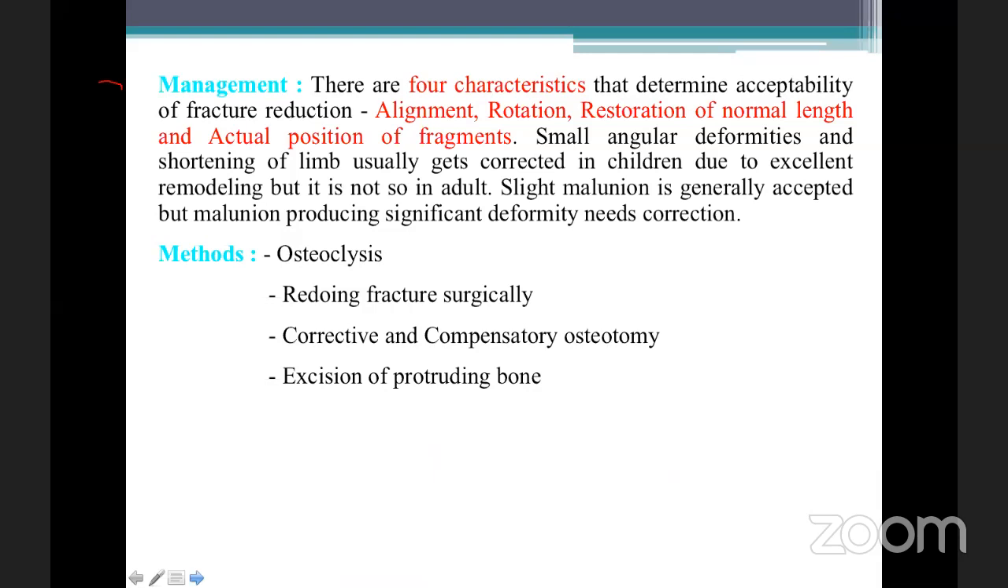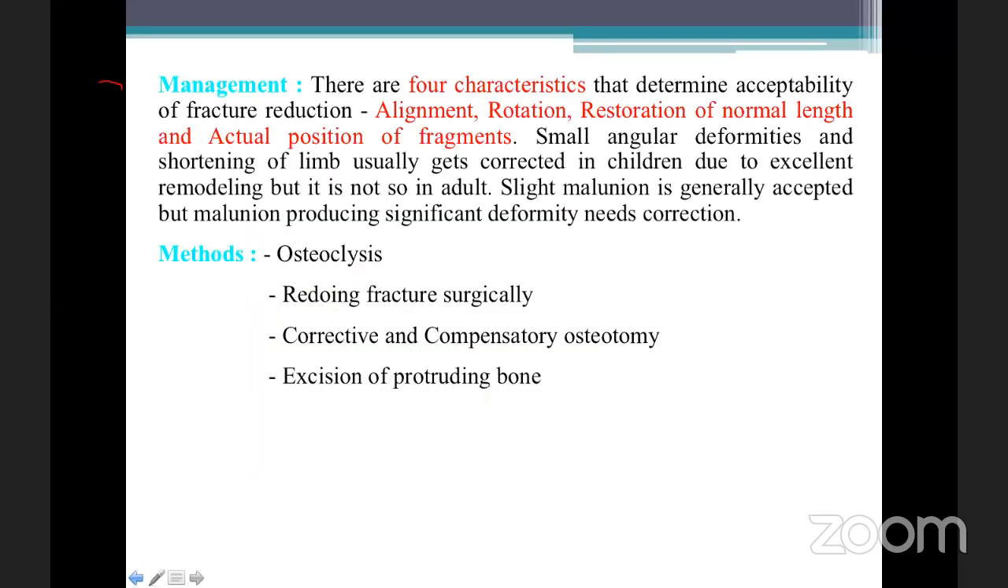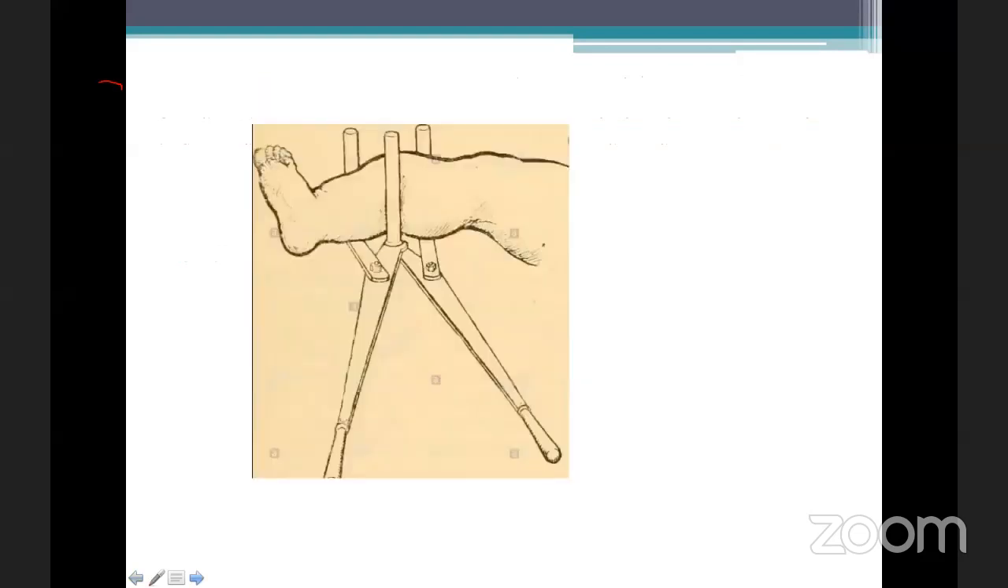So basically the management consists of realigning the alignment and rotation, and restoring the normal length and actual position of the fragment. The methods include osteoclasis, redoing the fracture surgically. Osteoclasis means you need to redo the fracture, either by manipulation or with some sort of device, and then you need to replaster, or with a surgical internal or external fixation you need to correct the deformity. Corrective and compensatory osteotomy has to be done, or excision of protruding bone.